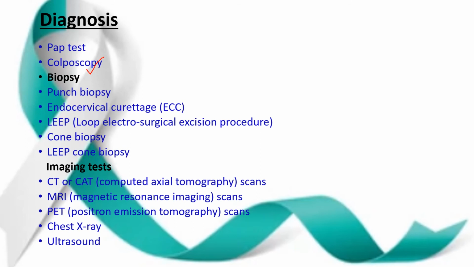Then we have LEEP, which is a loop electrosurgical excision procedure. This test uses a small wire that is heated with low voltage, high frequency radio waves to remove cells from the cervix, so a pathologist may look at them under a microscope and make a diagnosis. We also have a cone biopsy and LEEP cone biopsy. For imaging tests, we come across a CT scan, which is computed axial tomography, MRI scan, PET scan, chest X-ray and ultrasound.